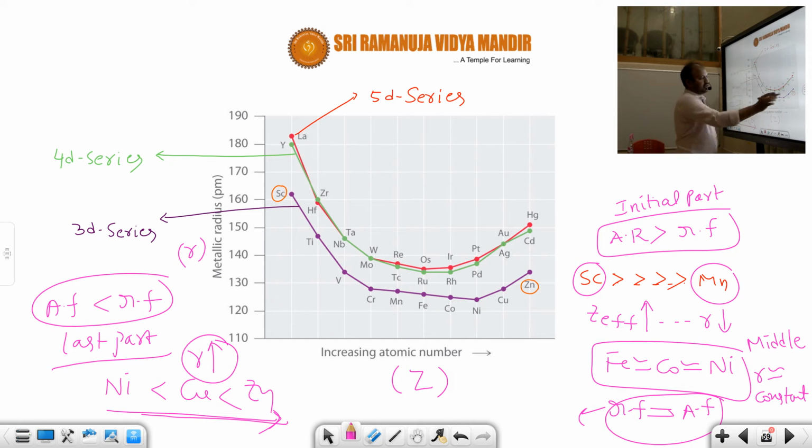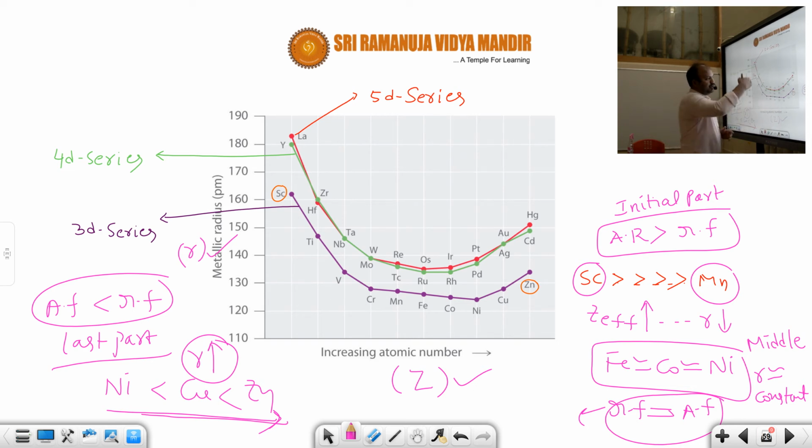Have you looked at the graph which can be plotted? Atomic number Z and atomic radius R. Atomic radius means these are the metals. Metals always exhibit metallic radius, non-metals have covalent radius, and noble gases have van der Waals radius. Scandium, titanium, vanadium, chromium, manganese, iron, cobalt, nickel, copper, zinc, all are metals. So metals generally exhibit metallic radius. That's why here we plot the graph between atomic number Z and metallic radius R.